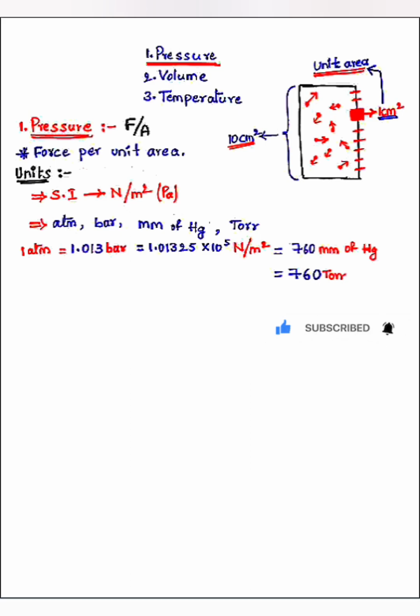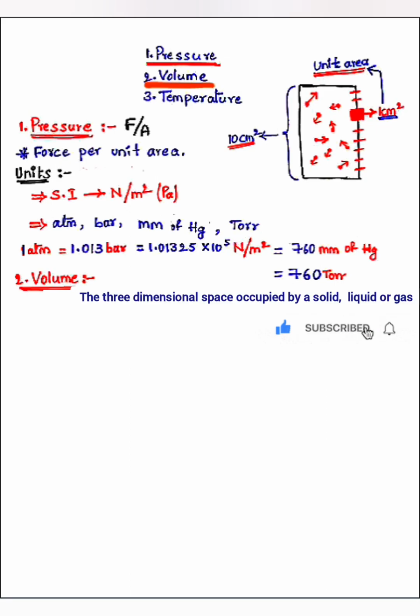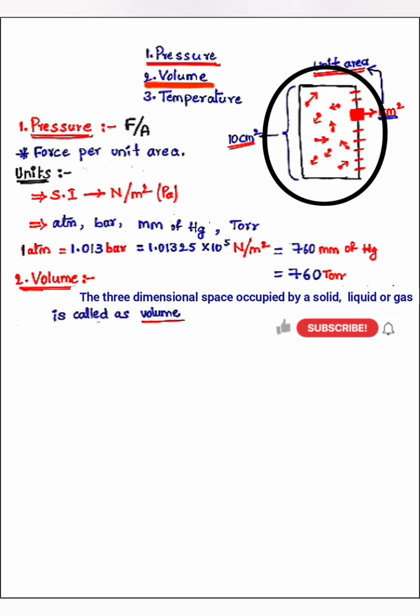So this was the first basic terminology that you are supposed to remember in the chapter States of Matter. The next one is volume. The space occupied by a solid, liquid or gas is called volume. For example, let's take this container, and inside it we have some gas molecules in continuous random motion, always moving randomly. So the free space available in this closed container for the gas molecules to move is called the volume of this container.